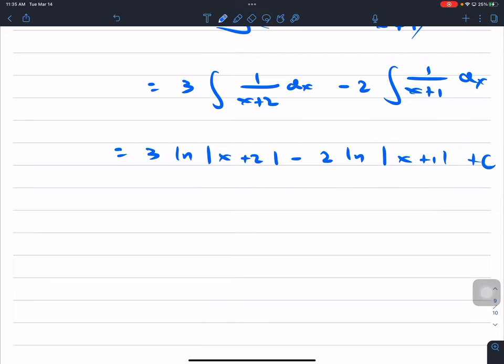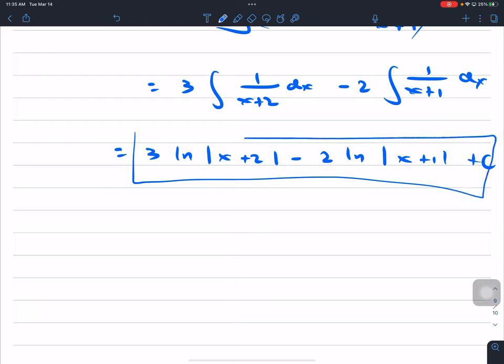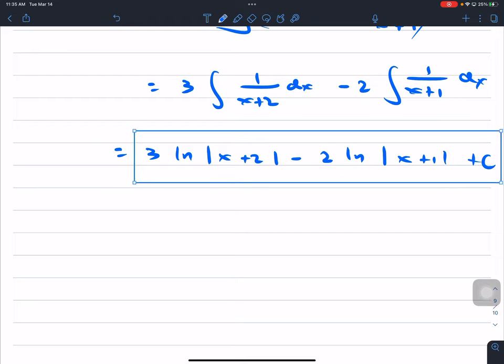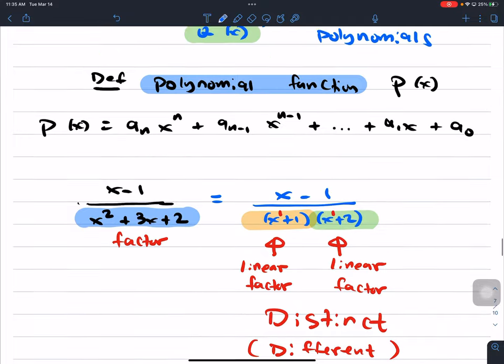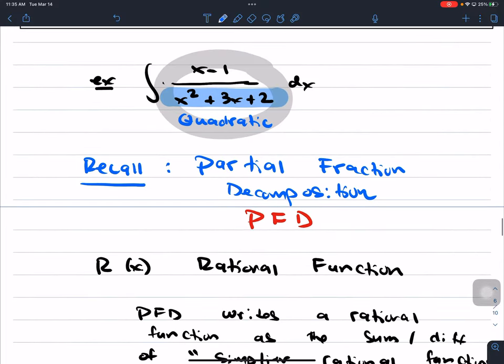So the reason you care about partial fraction decomposition, generally speaking, is because you can write any rational function as a what? Sum or difference that consists of easier rational functions that you can integrate. So I did want to get to this topic as soon as possible so that you can get as much practice as possible on partial fraction decomposition.